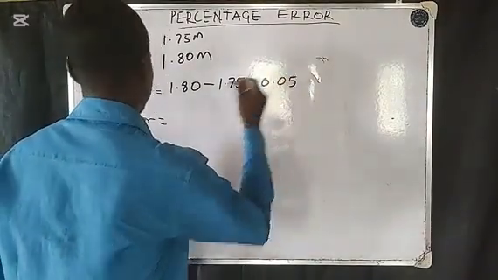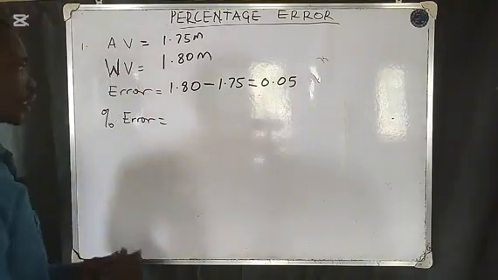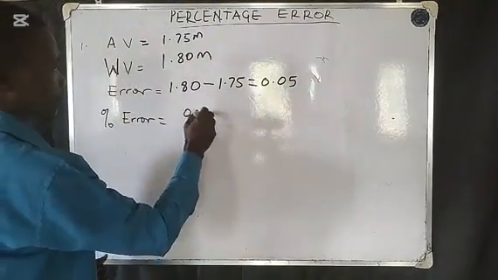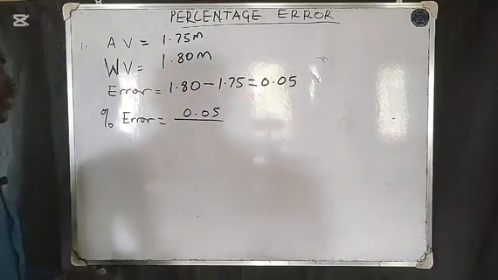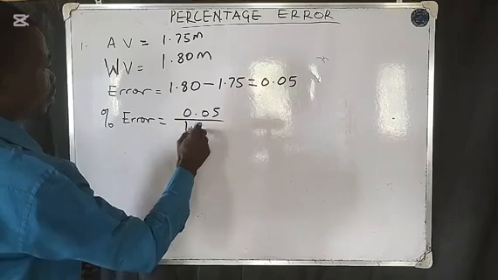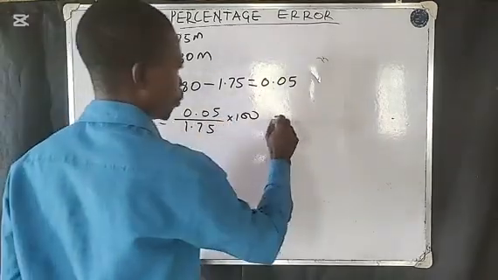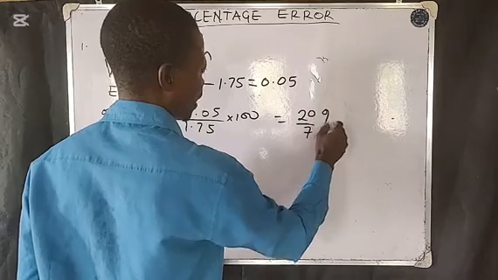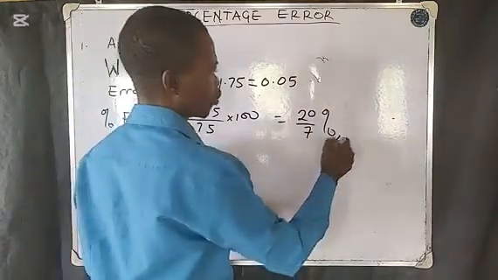0.05 is the error. So to find a percentage error, what do we do right now? We say the error that we have found, 0.05 over what? Over the actual, right? The actual is 1.75, multiplied by 100. So the answer will be 20/7%, right? So you leave your answer like this. And if your answer is a mixed number, you change it to a mixed number.